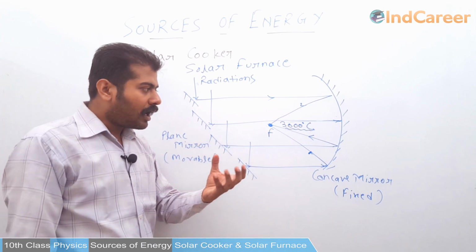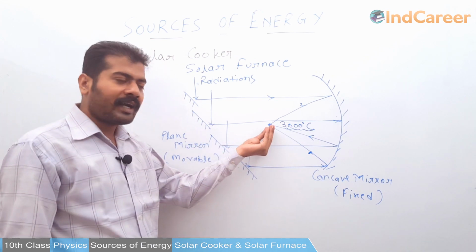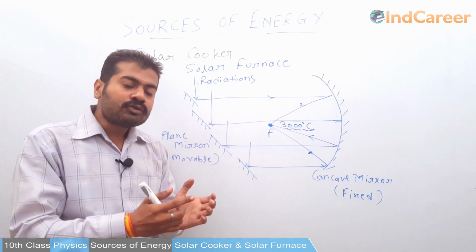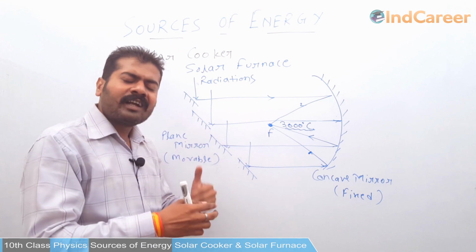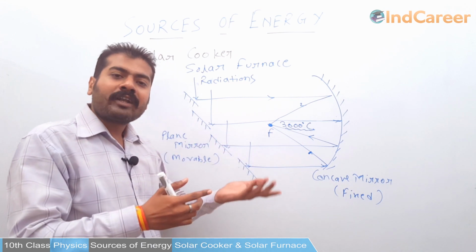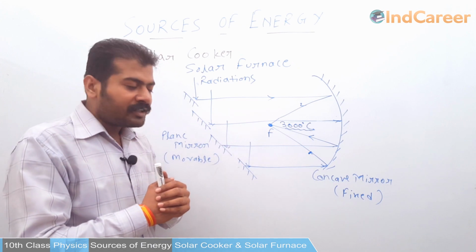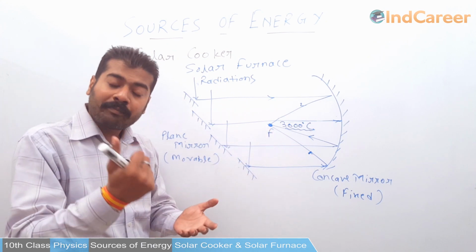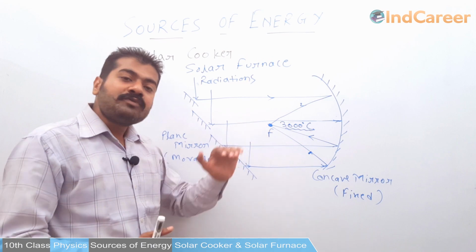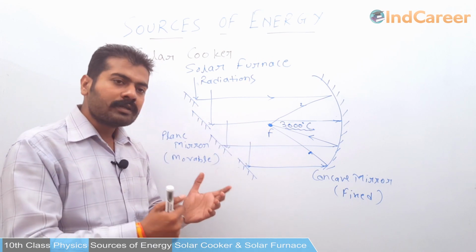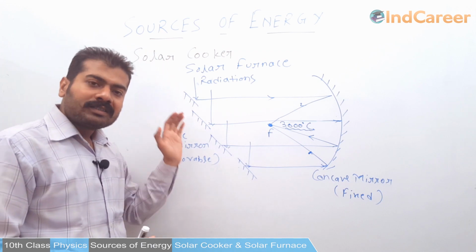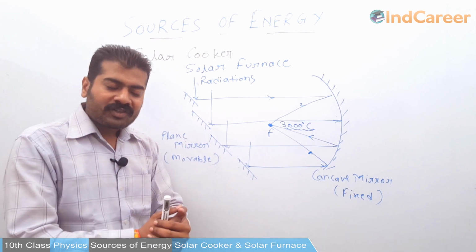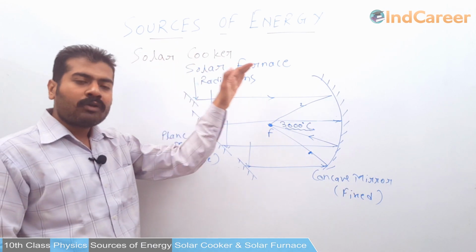And if you put some water at this point, it will be quickly converted into steam, and that steam we can use in turbines to rotate the generators, and the generator will produce electricity. So these solar furnaces are generally used to melt low melting point metals, as well as in the steam generation process, so that we can produce electricity directly from solar energy. So this is how a solar cooker and solar furnace work.